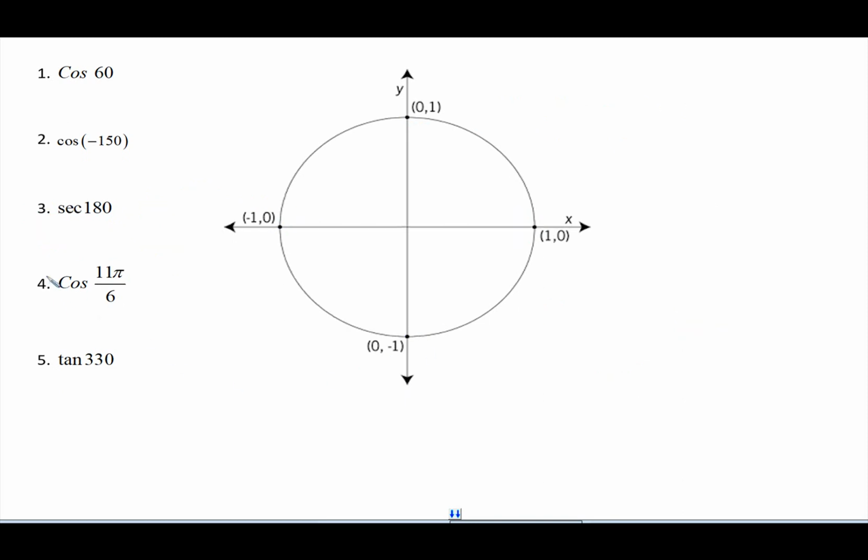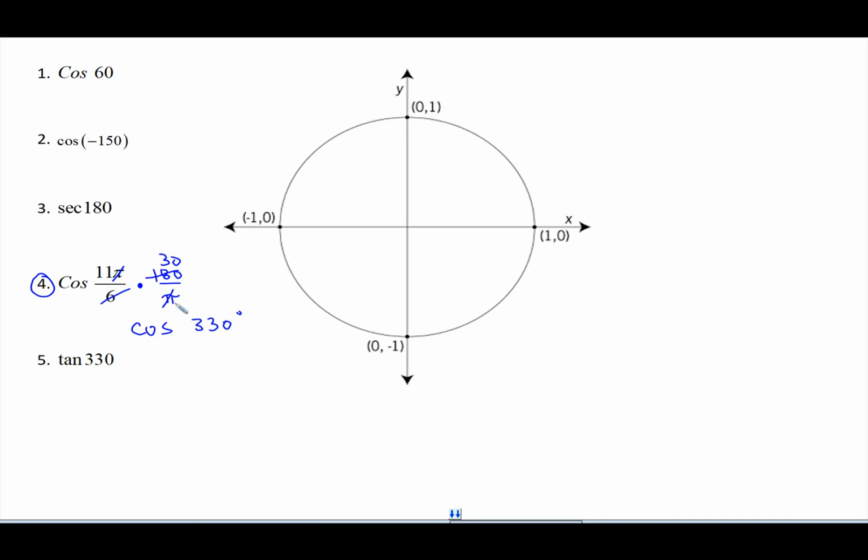All right, so let's take a look at number 4 here. We're given the angle in radians, so let's use our conversion and change this to degrees. If this is in radians, to change the angle to degrees we multiply by 180 over pi. So the pi's cancel. 6 goes into 180 30 times, so 30 times 11 gives you 330. So cosine 11 pi over 6 is the same thing as cosine 330 degrees.